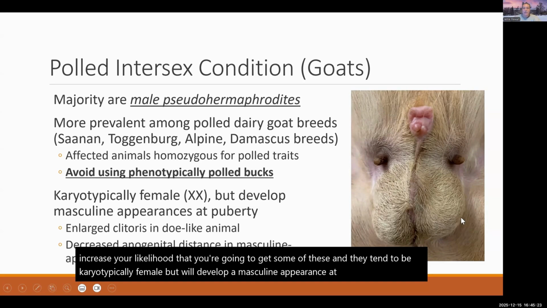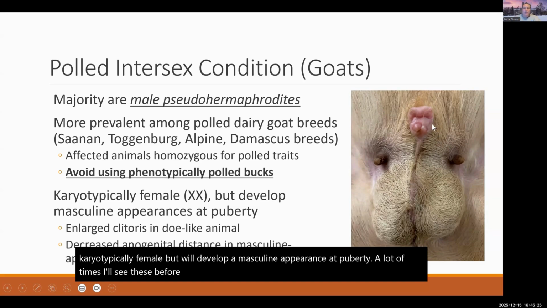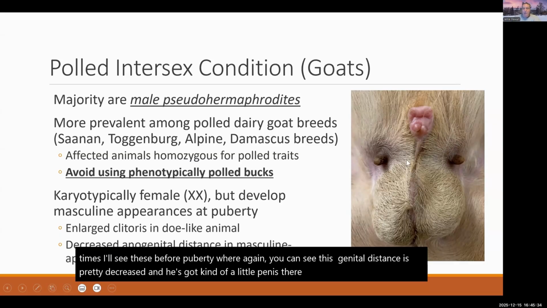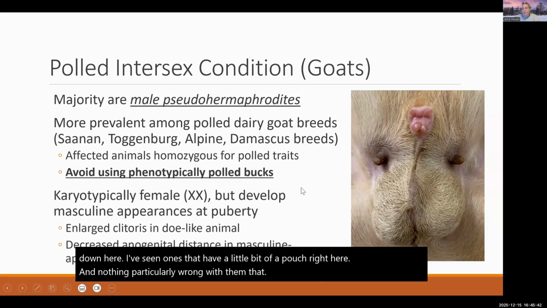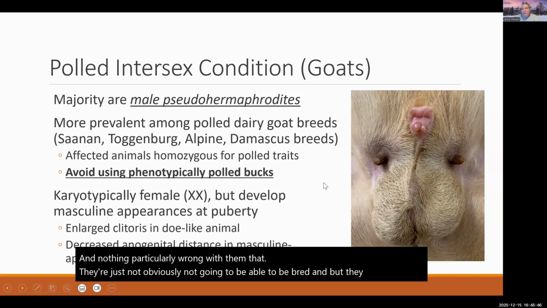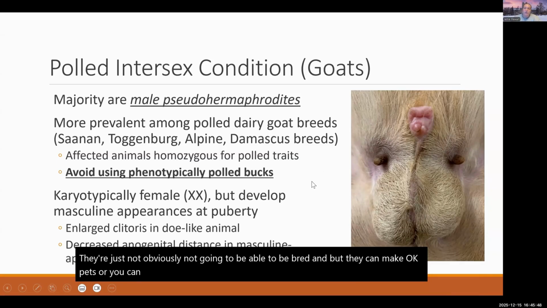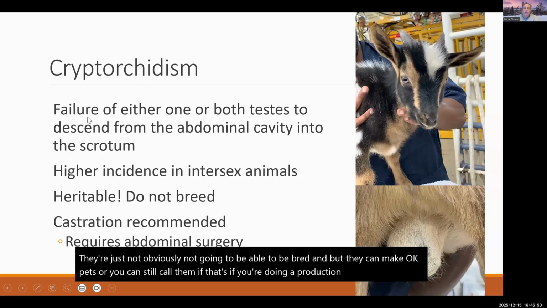A lot of times I'll see these before puberty, where again, you can see the anogenital distance is pretty decreased. And he's got kind of a little penis there, but he's peeing out of a hole down here. I've seen ones that have a little bit of a pouch right here. And nothing particularly wrong with them. They're just obviously not going to be able to be bred. But they can make okay pets, or you can still cull them if you're doing a production system.